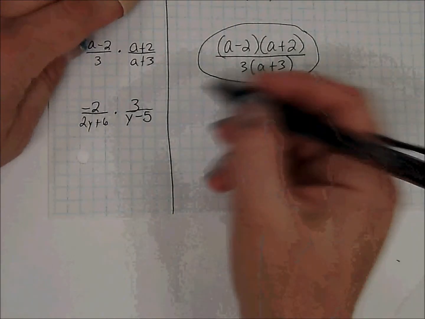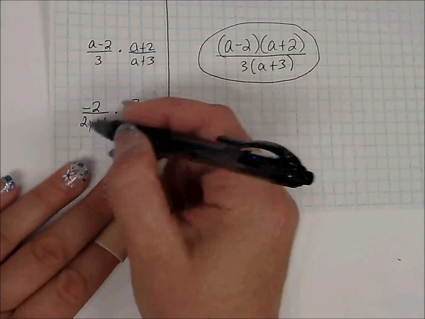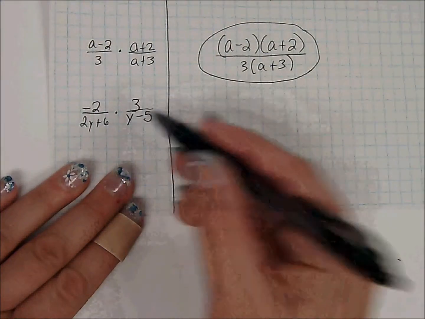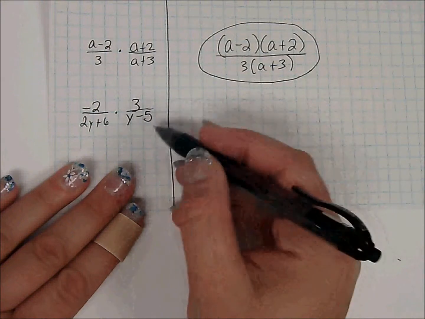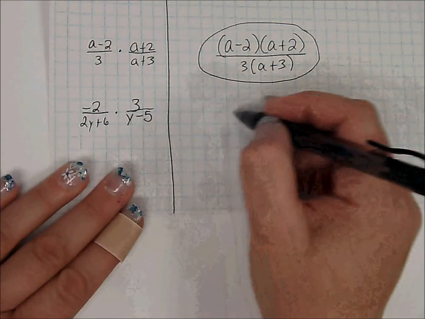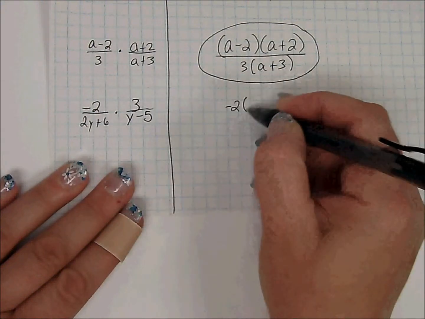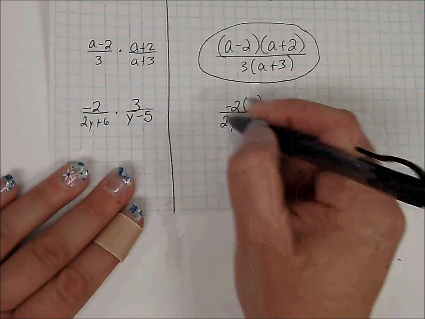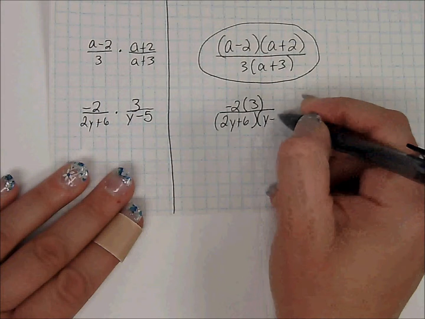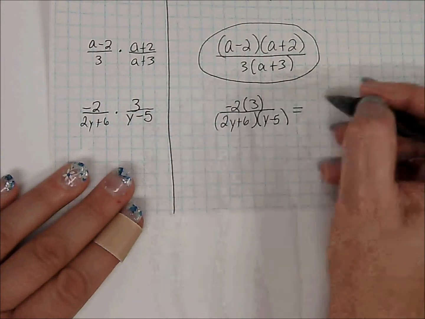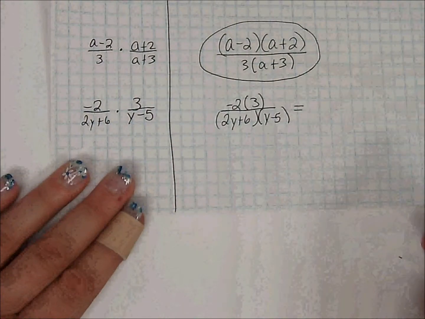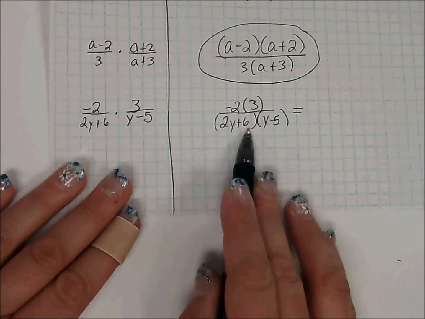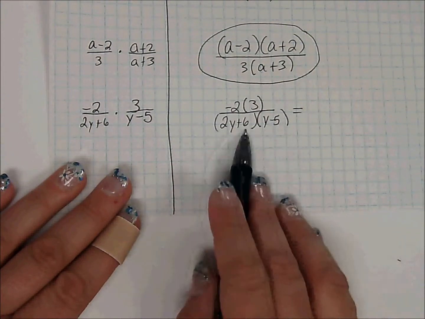Our last problem, negative 2 divided by 2y plus 6, or excuse me, times 3 divided by y minus 5. Again, multiply the top, negative 2 times 3 on the top, and then 2y plus 6 on the bottom times y minus 5. I'm going to multiply this. Well, maybe not. Let's not multiply it. Let's see what we can take out of these two, because I happen to notice that they're both even. So I can take a 2 out of both of those.